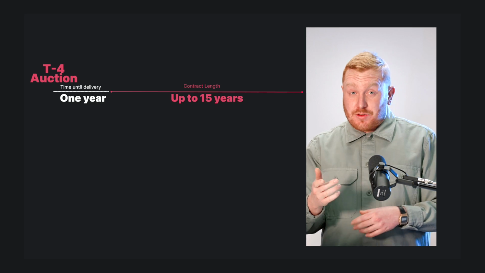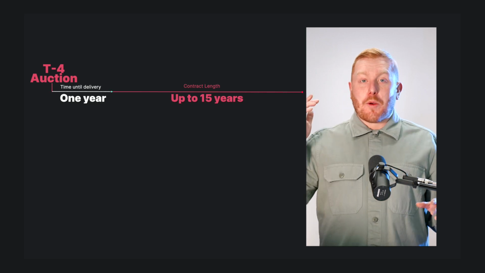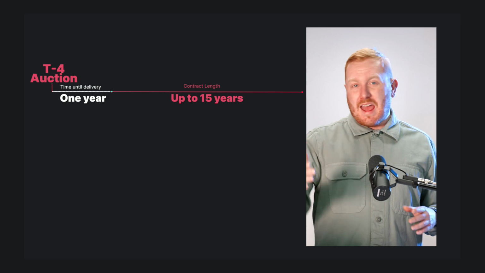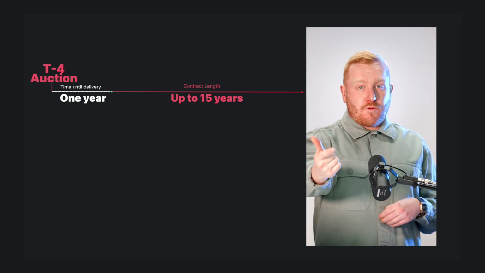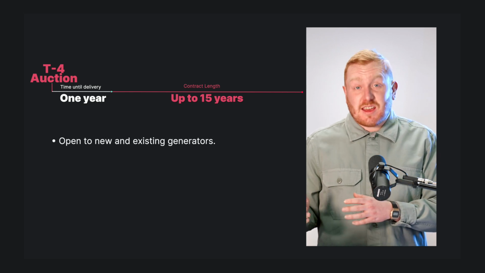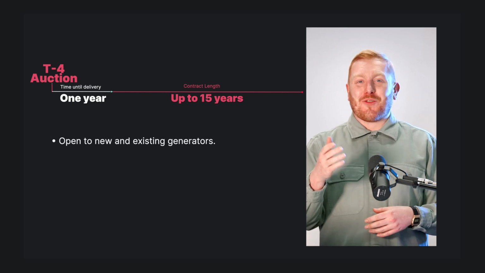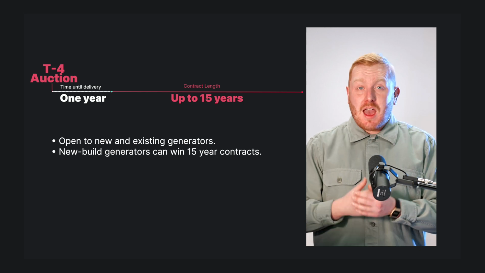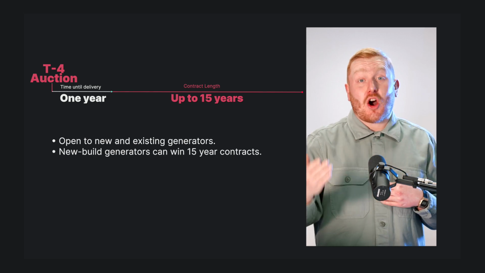In every sense, the T-4 auction is the main capacity market auction. It has the longest contracts and the most volume. It's open to bidding from both new and existing generators. In the T-4 auction, new build generators are able to win 15-year contracts.